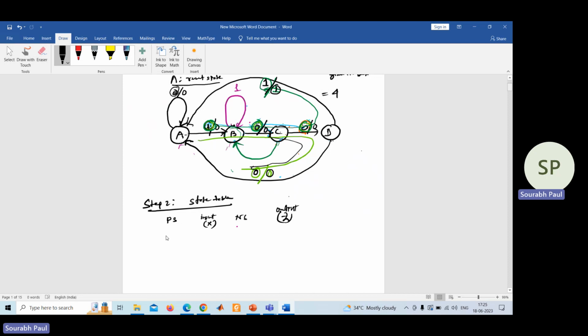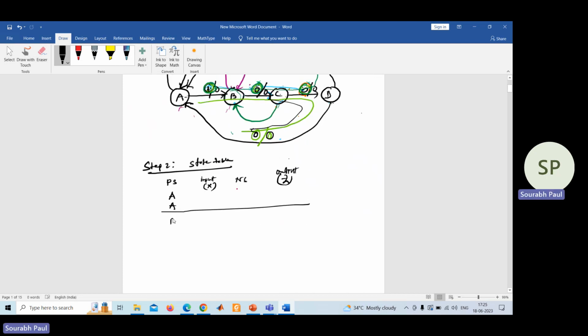For each of the states, you need to consider two inputs, so each state you need to write two times. A, I am writing 2 times. Likewise, B also you need to write 2 times. Then C also 2 times. D 2 times. Why? Because each time we have considered input of 0 and input of 1: 0, 1, 0, 1, 0, 1.